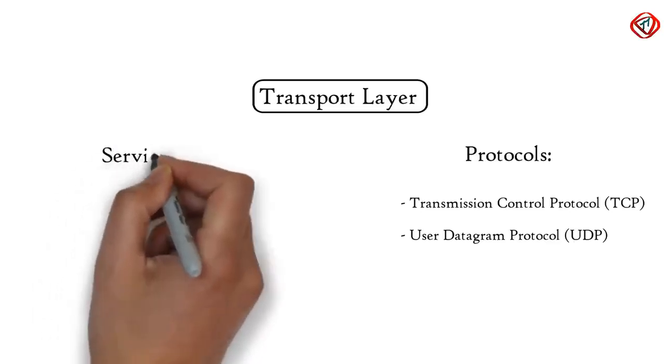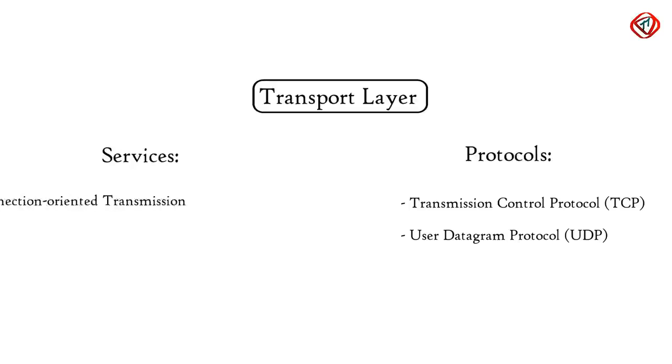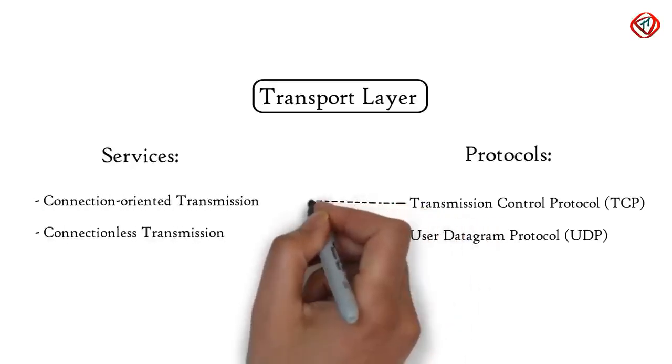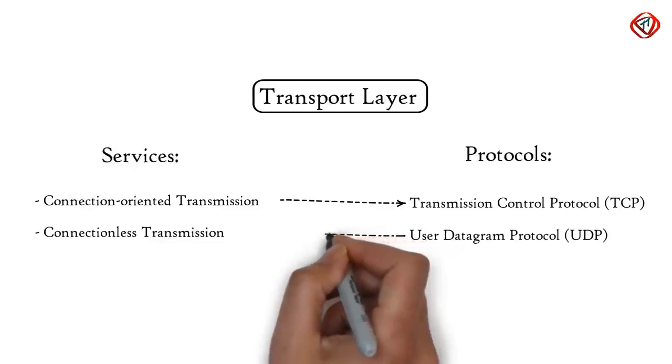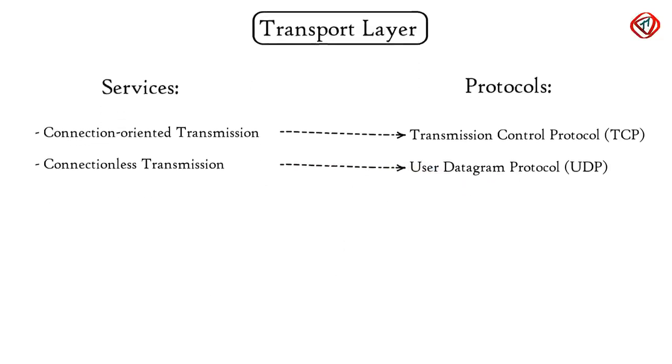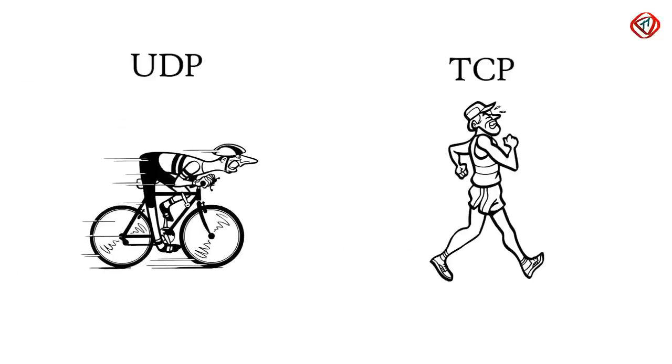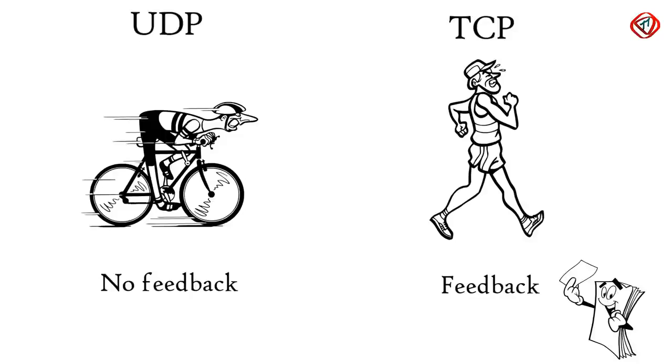Transport layer performs two types of services: connection-oriented transmission and connectionless transmission. Connection-oriented transmission is done via TCP, while connectionless transmission is done via UDP. UDP is faster than TCP because it does not provide any feedback whether data was really delivered, whereas TCP provides a feedback. Therefore, lost data can be retransmitted in TCP.